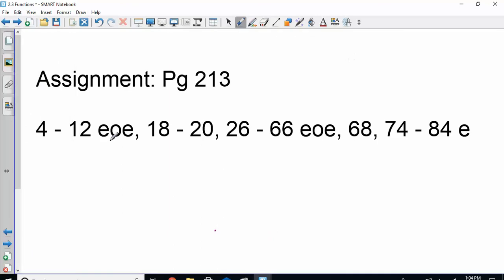So just to recap, when I say EOE, what does that mean? Yeah, so it's like 4, you skip 6, do 8, 12, so forth. So it's 4, 8, and 12. These 18 through 20 is all, 26 through 66, every other even, 74 through 84 even. So pay close attention to that. Tomorrow, we've got some time right now, but it won't take me as long to get through tomorrow's portion of the notes, and so when I'm done, you'll have more class time to work on this.